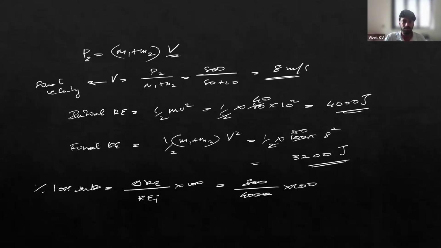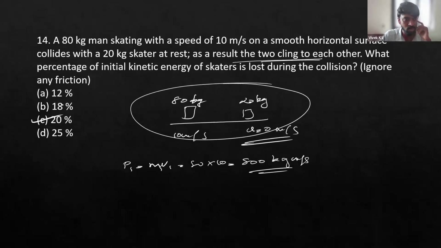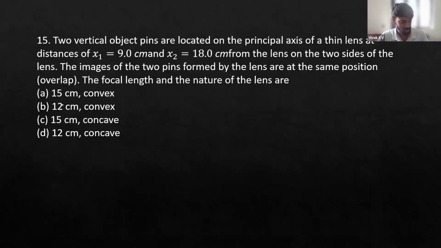So you are getting, and here also 1 0 will go. So this is 2. So you are getting as 20%. So 20% reduction is happening in the kinetic energy because of the collision. So your answer will be option C, which is 20%. Okay. So now moving on to our next question.